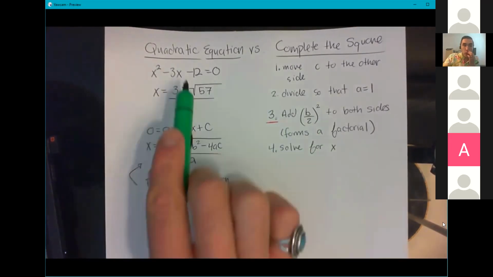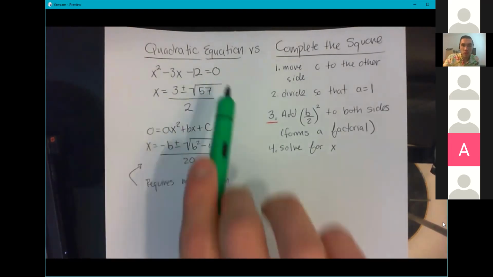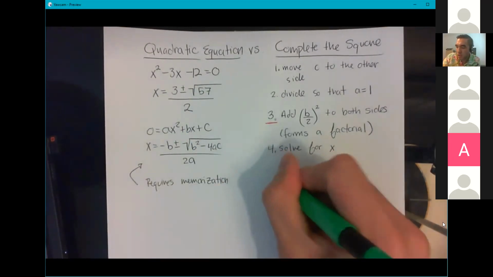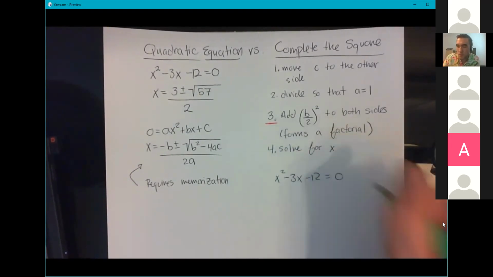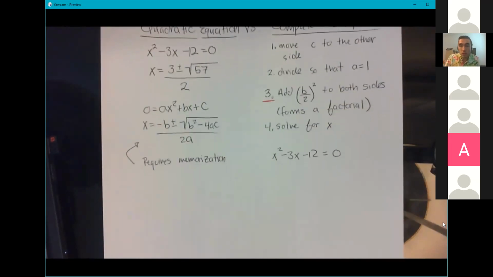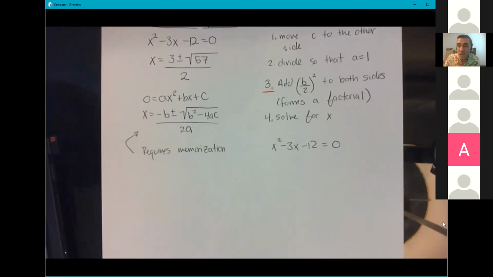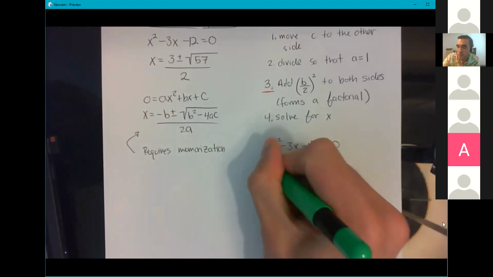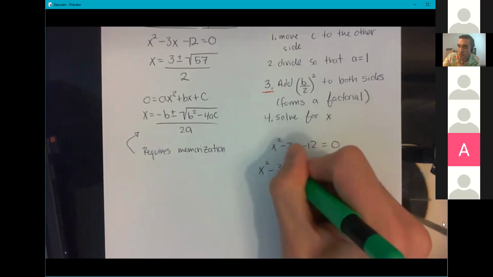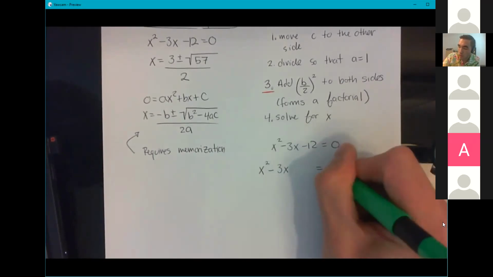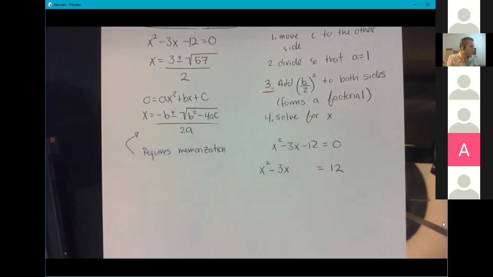So let's go ahead and see how completing the square applies to this quadratic and how it gives us the exact same answer. X squared minus 3x minus 12, well, that's equal to 0. So the first thing that I'm going to do here in order to complete the square is I'm going to move c over to the other side. I'm going to add 12. This is going to give me x squared minus 3x is equal to 12. Is that first step okay? Yeah. Okay.